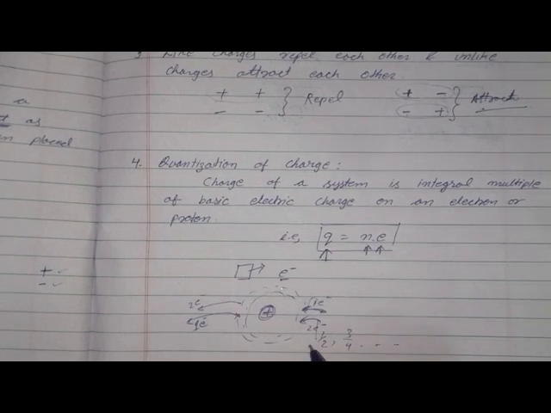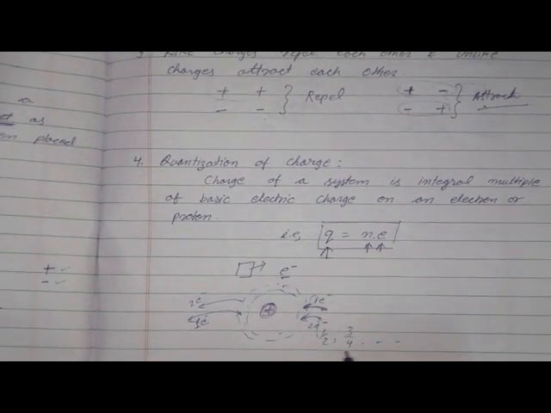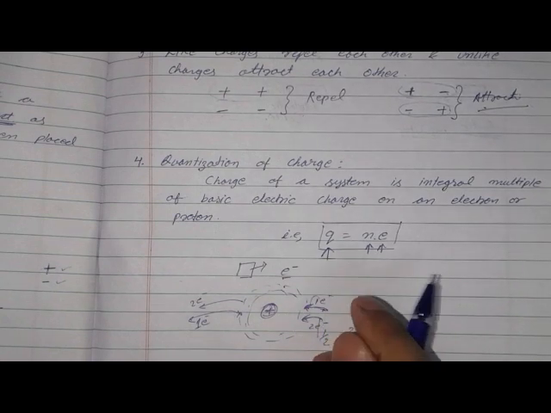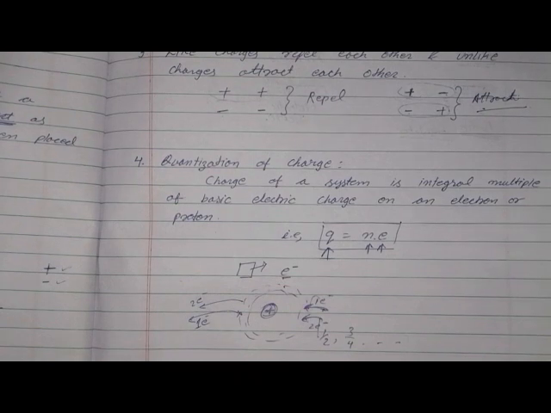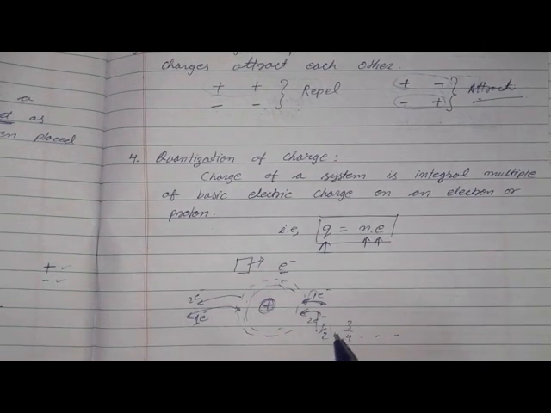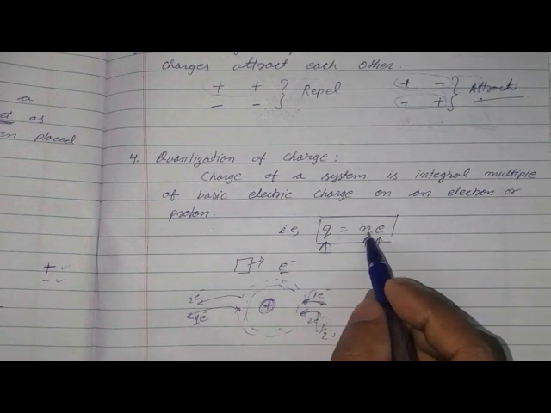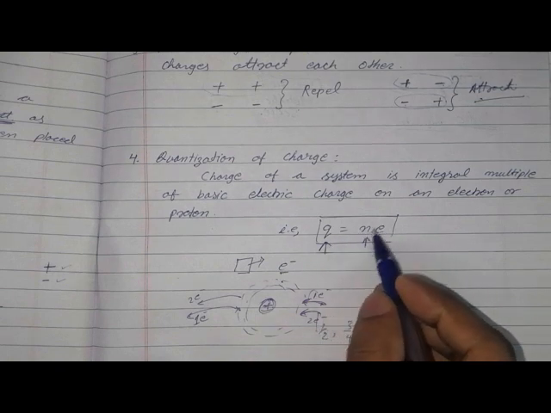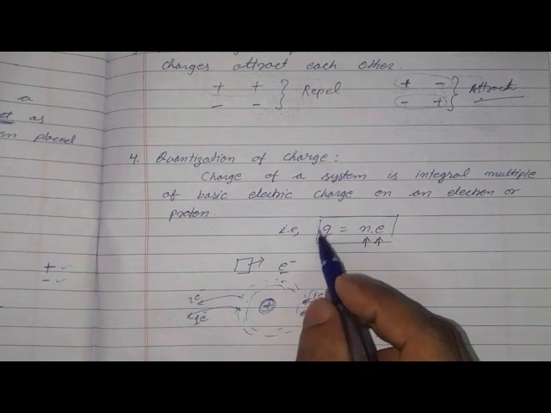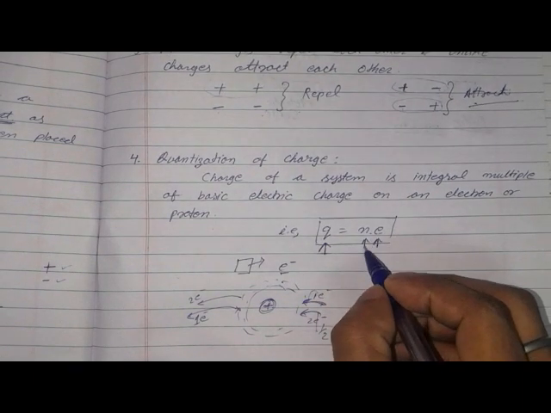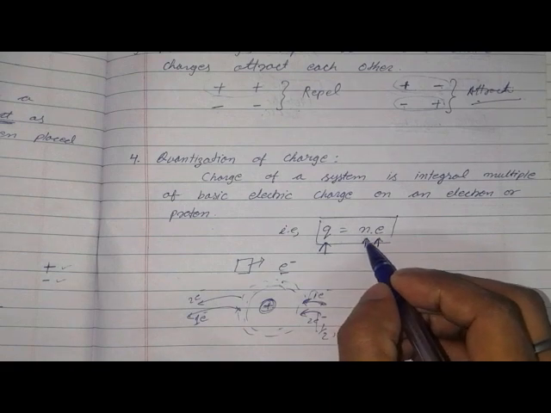But it will not happen that you divide an electron into two halves, or three-fourths, and then transfer it. Why? Because the electron is a very small quantity and it cannot be broken further. Hence this is known as quantization of charge. That is, whenever charge is transferred, it takes place in some integral number of electrons. So we can say that Q equals N times E. This Q is the total charge developed on any body, this E is the charge on one electron, and this N is the number of electrons being transferred.